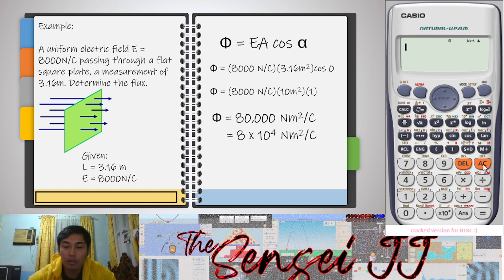Okay? So combining all those components, we have 8,000 multiplied by 10 square meter and 1. So we will be having an answer of 80,000, or in other case, 8 times 10 raised to 4. So eto, times 3 lang yung nasa calc natin, but when we move the decimal point going to the left, it will add from 3 to 4. Okay, so this is the answer, 8 times 10 raised to 4 Newton square meter per coulomb.